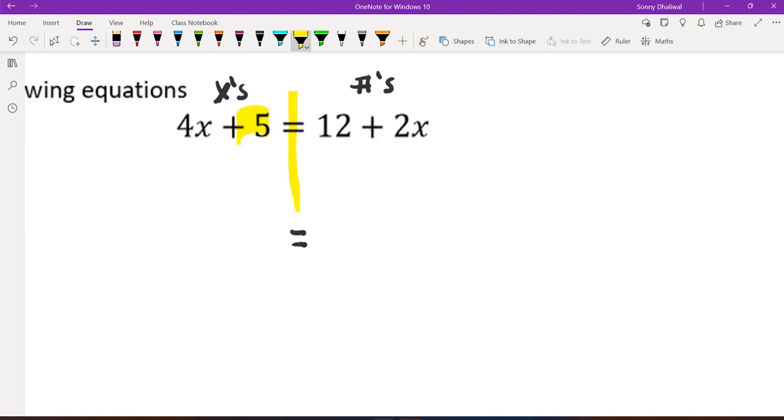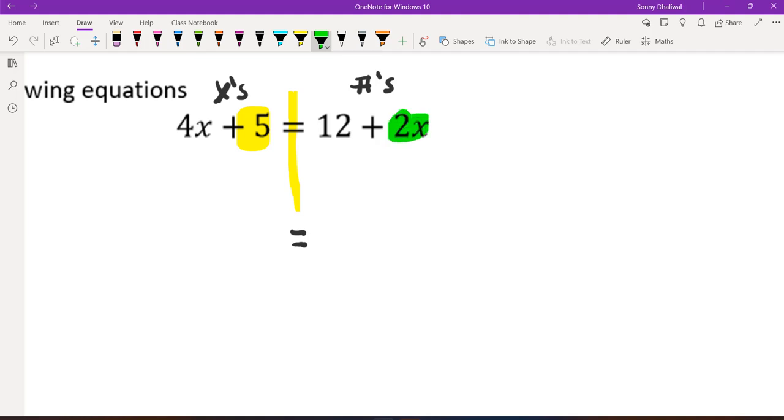I'm just going to highlight this for now. I'm just going to make note of it. Does the 12 stay on this side or go to the other side? Stays. We reflect our numbers here. So it stays. And how about the 2x? Does it stay or go? This one goes. Because we're putting our x's over here.